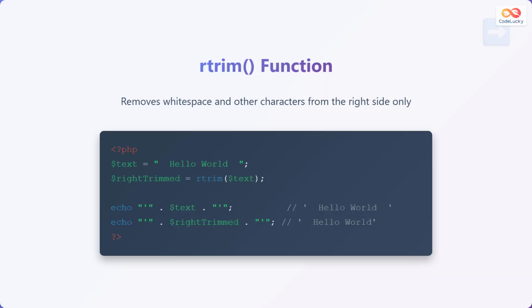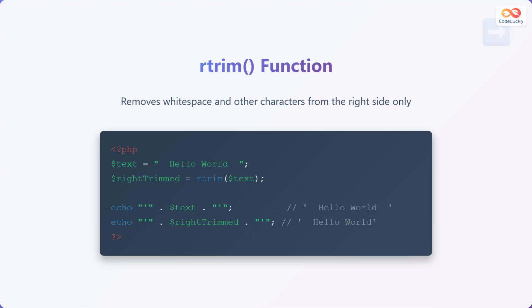The rtrim function removes whitespace or other specified characters from the right side, or the end of a string. Here's how it works. We begin with a string hello world, assigned to the text variable, which has spaces on both the left and right sides. The rtrim function is then applied to this string, with the result stored in a variable called rtrimmed.